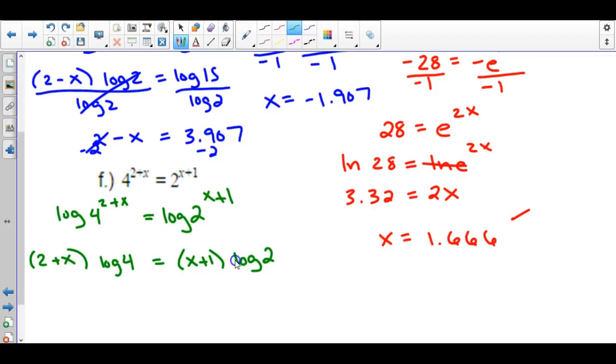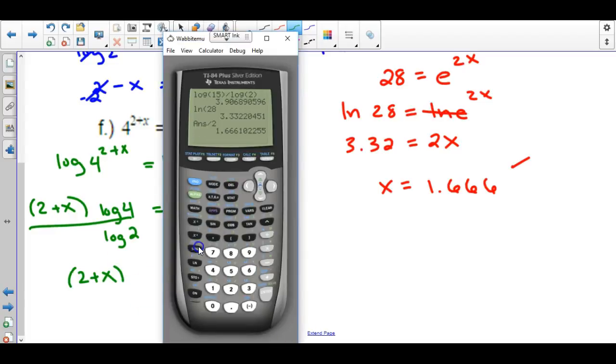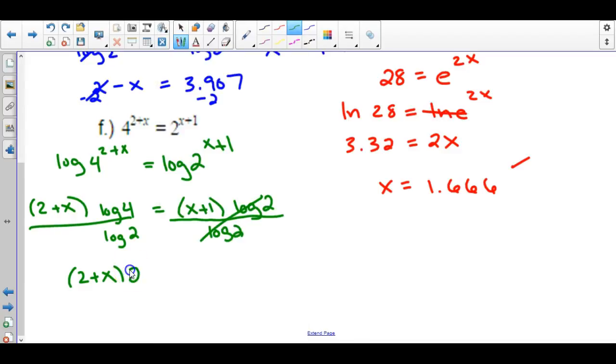So what I'm going to do next is divide both sides by log 2. And that's going to get rid of this value. And I'm going to go into the calculator and type this part in. So I'm going to end up with 2 plus x. And then here's where I'm going to throw that log 4 divided by log 2 in my calculator. And that's going to give me a value of 2. And sometimes you're going to get a really ugly decimal for this value, whatever that comes out to. You would just round to the nearest thousandth then. And that's equal to x plus 1.